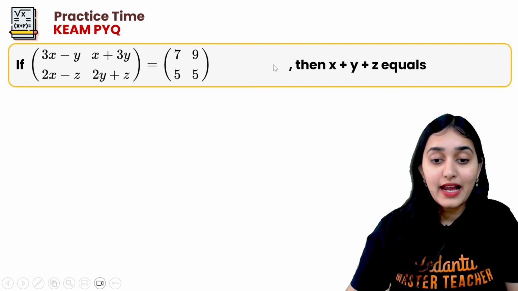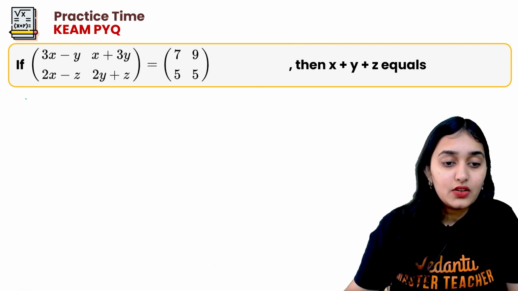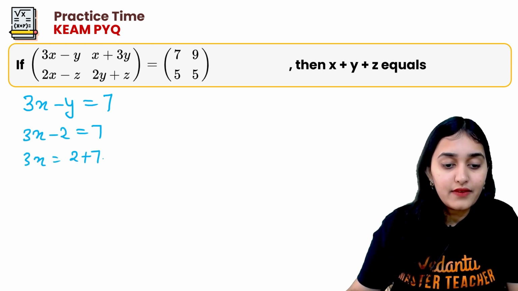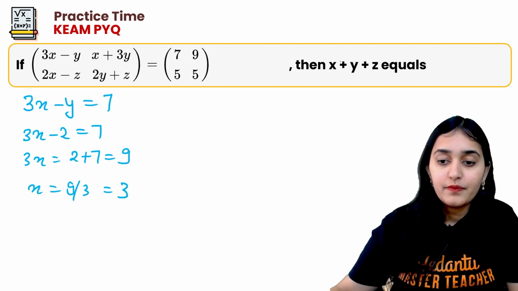Now find out the value of x. So 3x minus y is 7. 3x minus 2 is 7. 3x is equal to 2 plus 7 is equal to 9. So x is equal to 9 by 3 is equal to 3. So y is 2, x is 3.